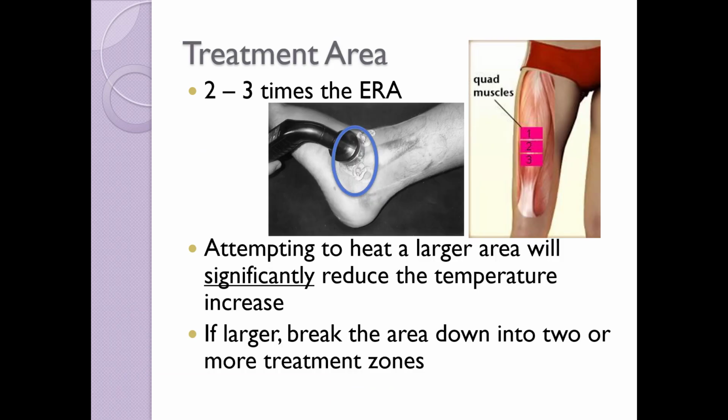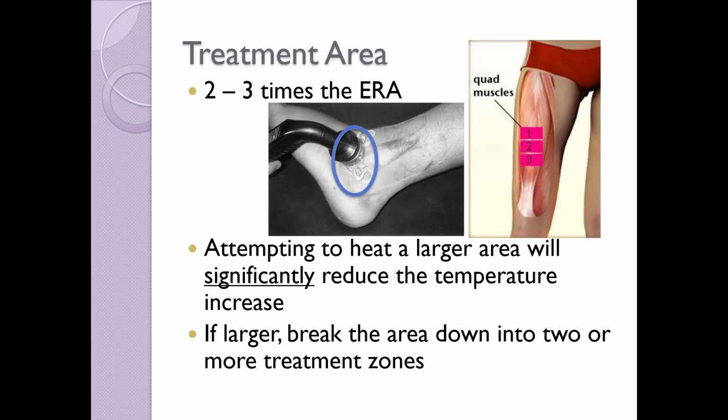Determining our treatment area. For thermal therapy, the size of the treatment area should be 2 to 3 times the effective radiating area of the ultrasound. Remember that the ERA is smaller than the size of the ultrasound head and may be significantly smaller, but it is used to determine the treatment size. Attempting to heat a larger area will significantly reduce the temperature increase in the target tissue.